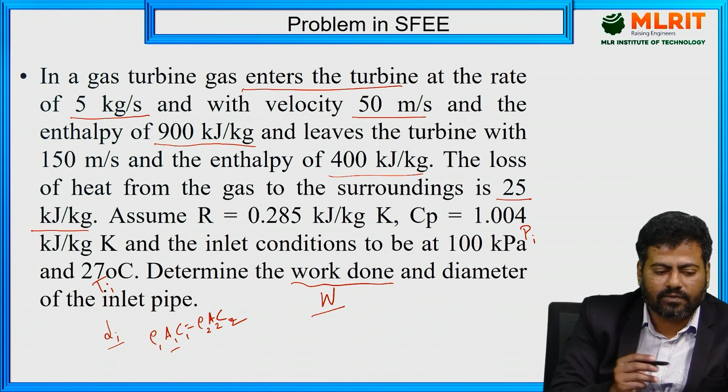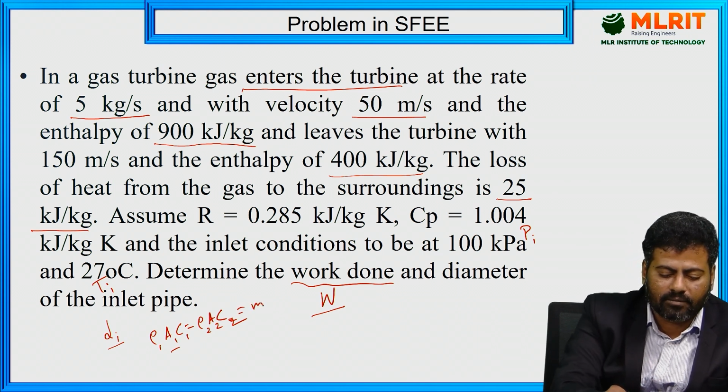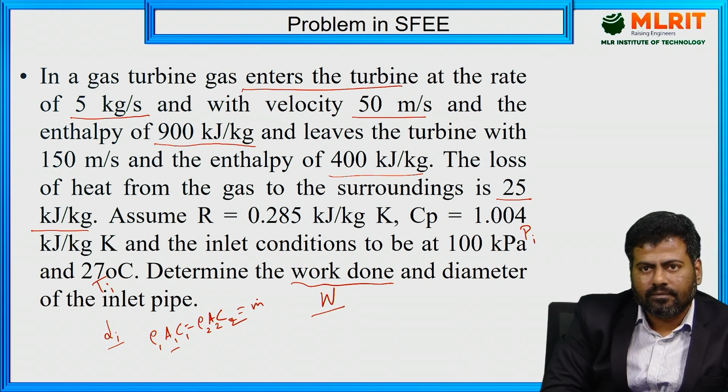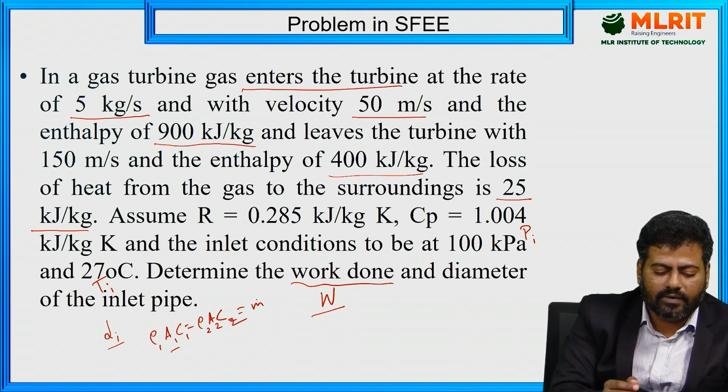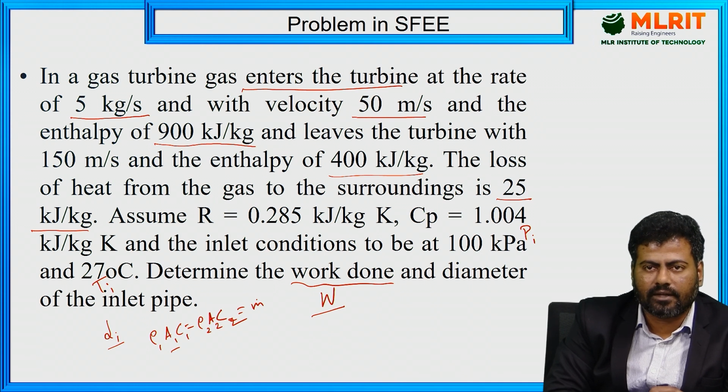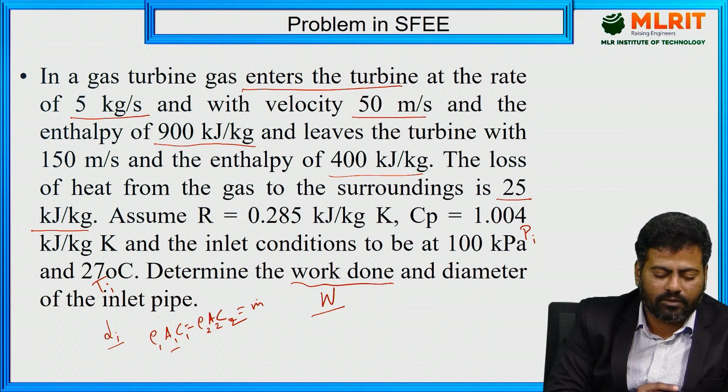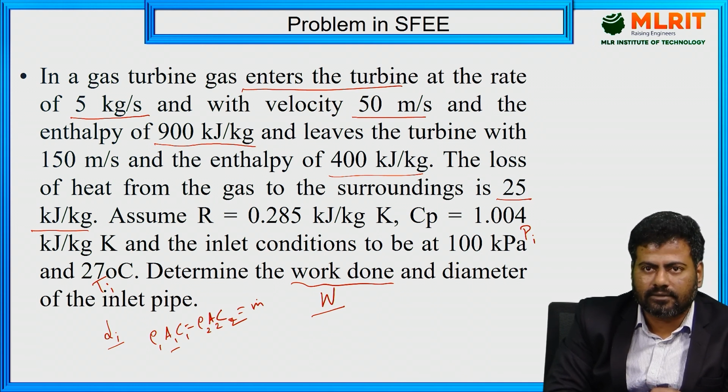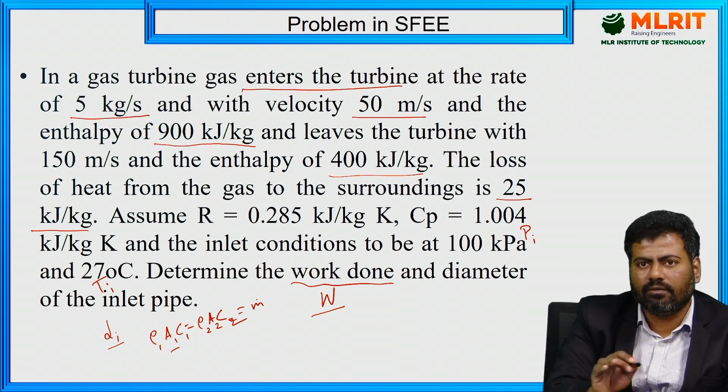Why? Because the mass flow rate they have given. So for any one condition, both will be constant. What is that? M dot. Both will be constant, so from any equation I can get rho 1 A1 and C1 also. With respect to that, I can find out the area. So this is actually the overview of the problem.